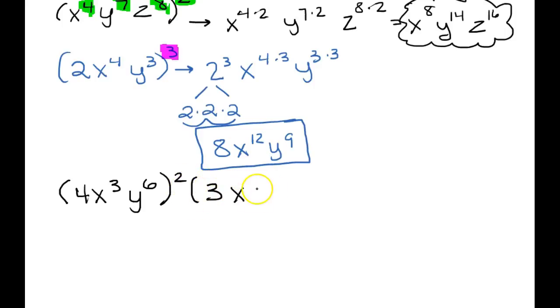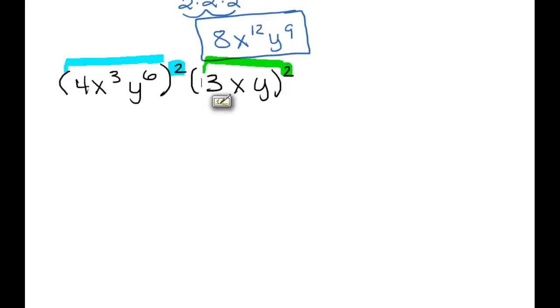times 3xy, all to the 2nd power as well, the first thing I have to do is I have to share. I have to share this wonderful little 2 with everything inside here. So the way that we're going to do this, let me give us some more room, is going to end up being 4 squared, x to the 3rd power times the 2nd power, y to the 6th power times the 2nd power.